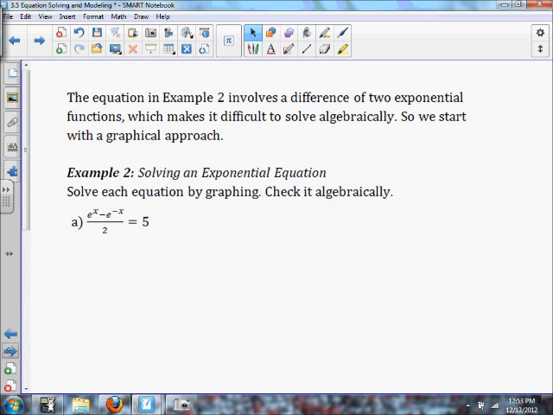Now, example 2 is a little bit more difficult. You might need some more paper, some more room on this. I apologize, but that's the nature of the beast. The equation in example 2 involves the difference of two exponential functions, which makes it difficult to solve algebraically. So we're going to start with the graphical approach. Doesn't mean we're not going to solve it algebraically, just that we're going to start graphically.